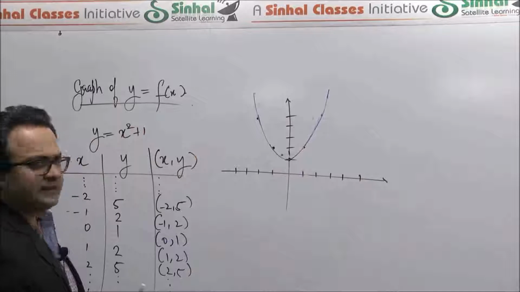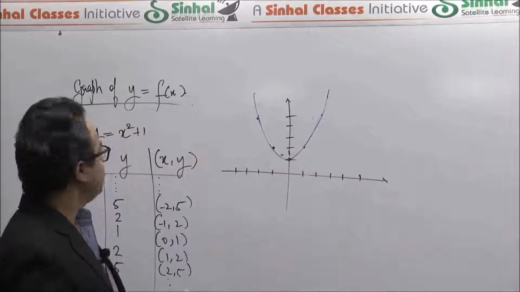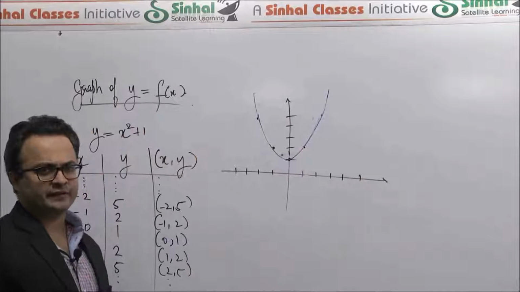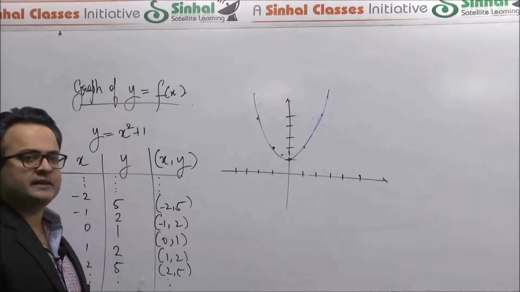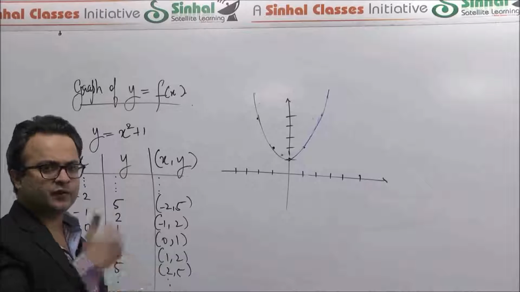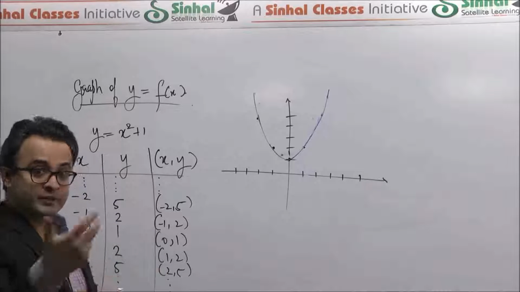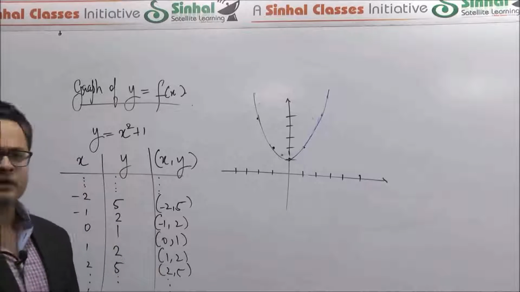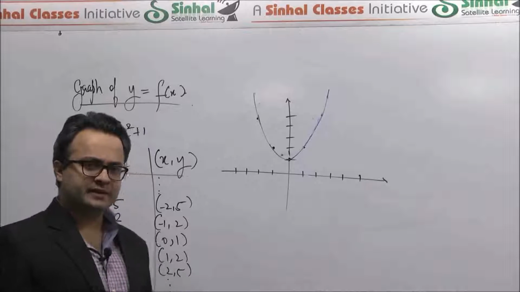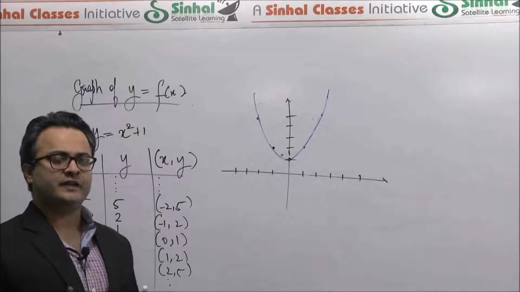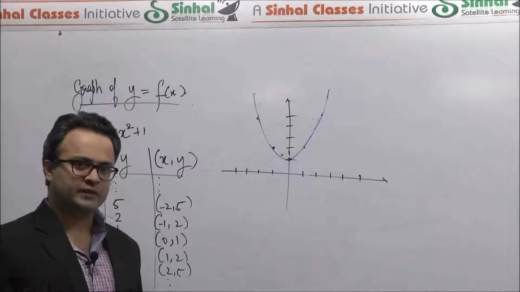But again, the basic idea that we just wanted to understand was, what do you mean by the graph of y equal to f of x? So again, one way to visualize it is that you have a certain set of values of x, you have a corresponding set of values of y, you have corresponding ordered pairs x comma y. All these ordered pairs themselves correspond to points in the xy plane, and the graph will essentially be a curve which will pass through all these points.